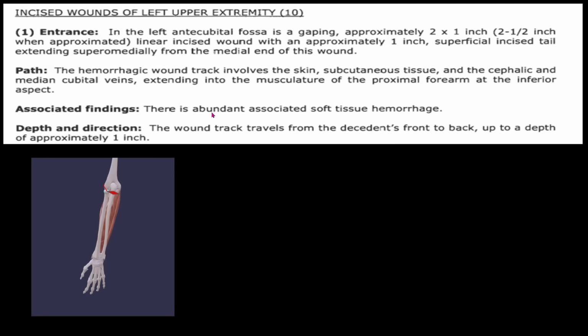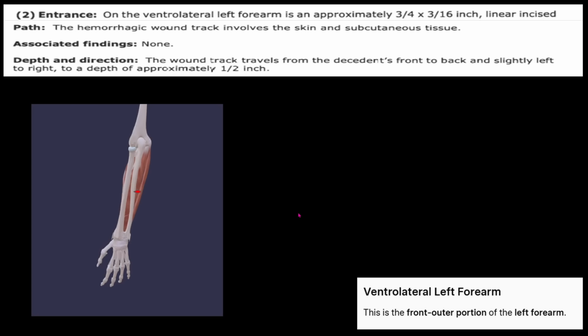Incised wound of the left upper extremity. You've got in the left antecubital fossa, which is going to be the center of the elbow and the soft part of your arm there, as your forearm meets your upper arm and the elbow, a 2 by 1 inch linear incised wound with a superficial incised tail. So again, this is going to be a slash inside of the elbow, an inch deep. Probably happened as a defensive wound, I imagine.